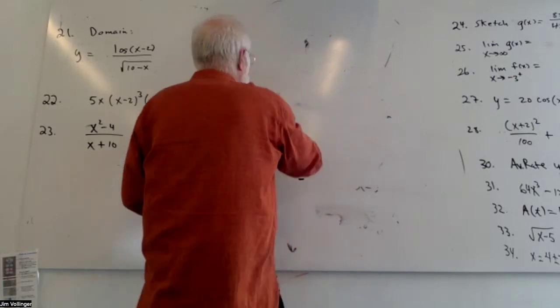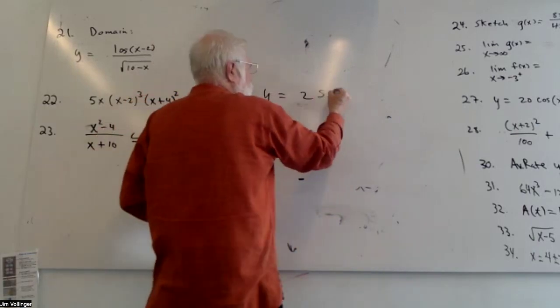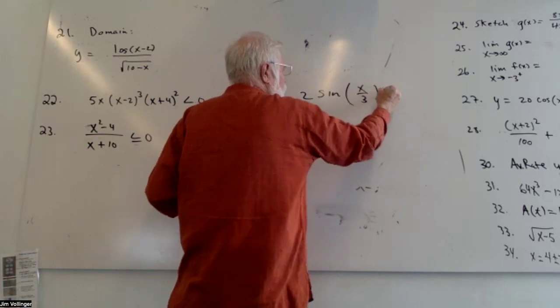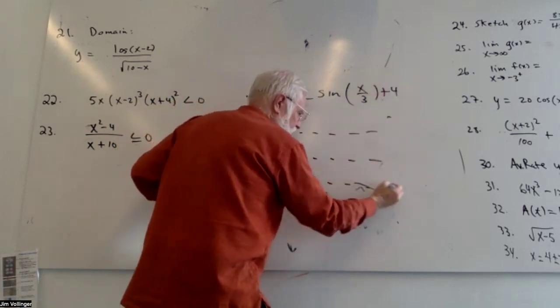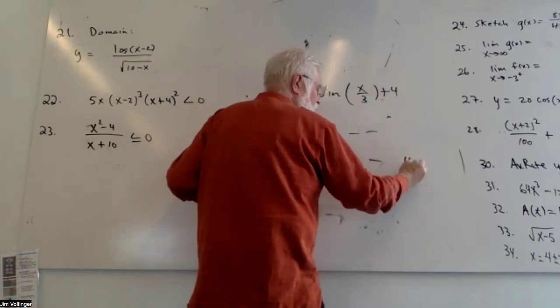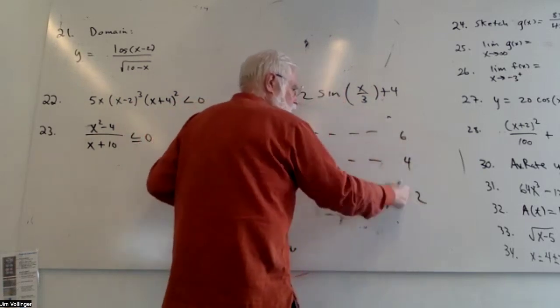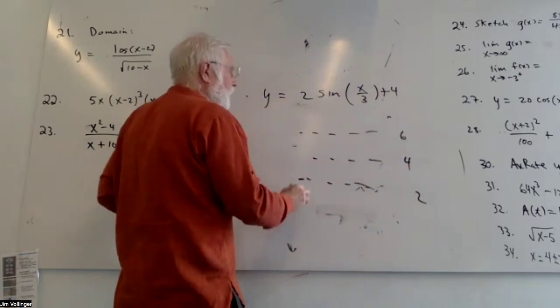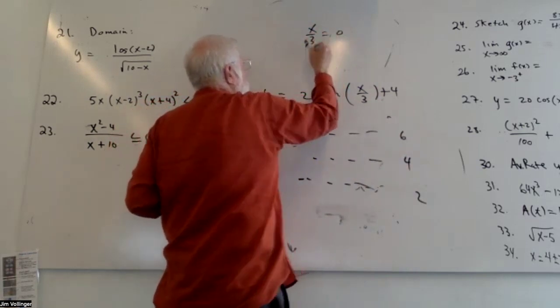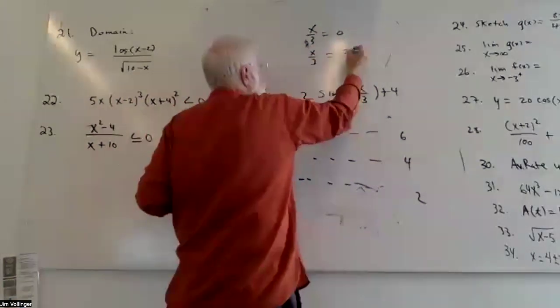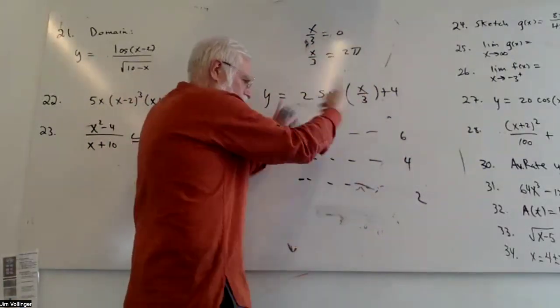Let's just graph y equals 2 sine of x over 3, plus 4. There are shortcuts to what I'm doing. I'm not going to take them. All right, 2, 4, 6. I want x over 3 to equal 0, and I want x over 3 to equal 2 pi. That's one revolution.